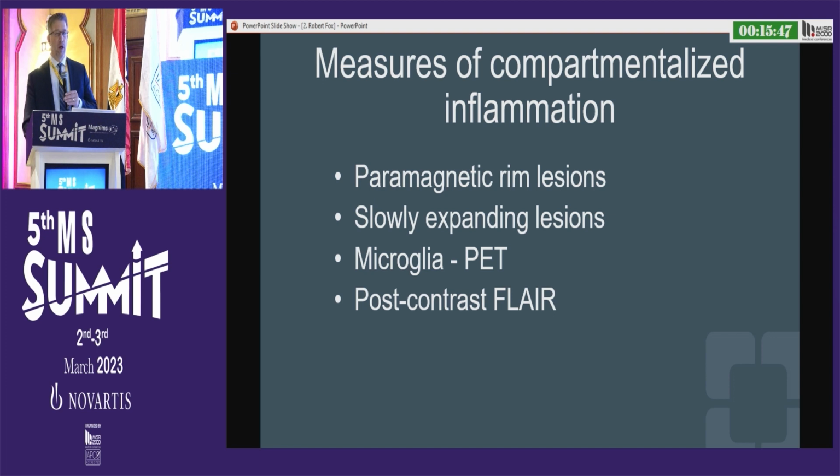Well, lately we've heard a lot in progressive MS about compartmentalized inflammation. So inflammation not from the periphery going in, creating focal lesions, new T2 lesions in MRI, but inflammation within the brain, behind the blood-brain barrier. So there are a couple of things that we think are related to that or may capture that. Paramagnetic rim lesions, slowly expanding lesions, PET imaging for microglia, and post-contrast flare. Now these are somewhat newer modalities, things we haven't heard about so much until the last few years.